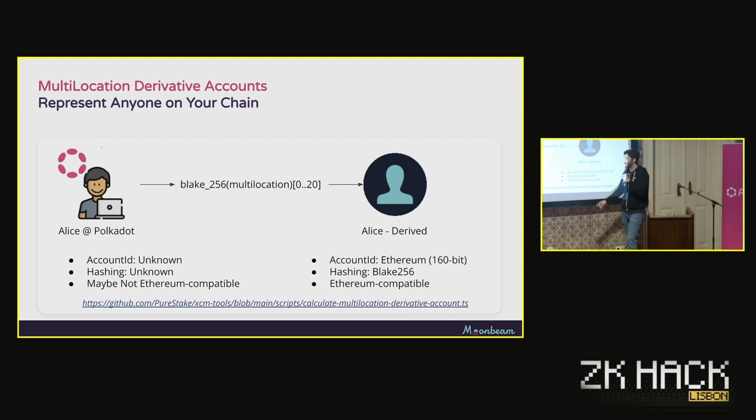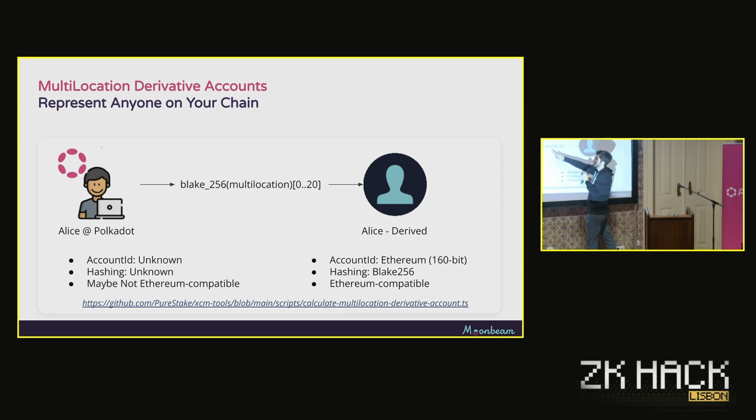Imagine Alice: you don't really care what type of account she uses, or what hashing mechanism or cryptography she uses. Maybe it's not Ethereum compatible, right? But if you grab something called the multi-location, which is a way to represent things in Polkadot, in general, you can represent my shoe if it were on the blockchain. You can actually hash that multi-location because it is unique to Alice on Polkadot, okay? If Alice exists on another blockchain, let's say Manta, the multi-location will be different.